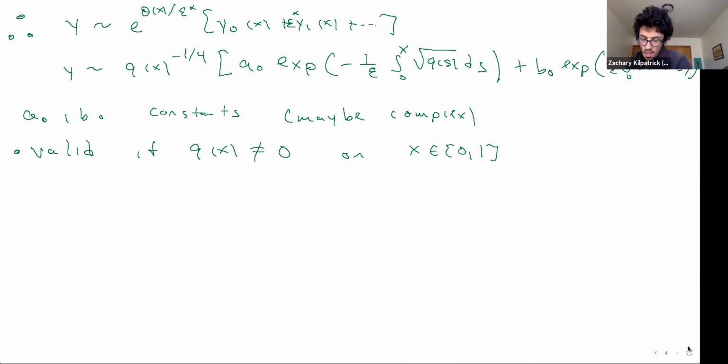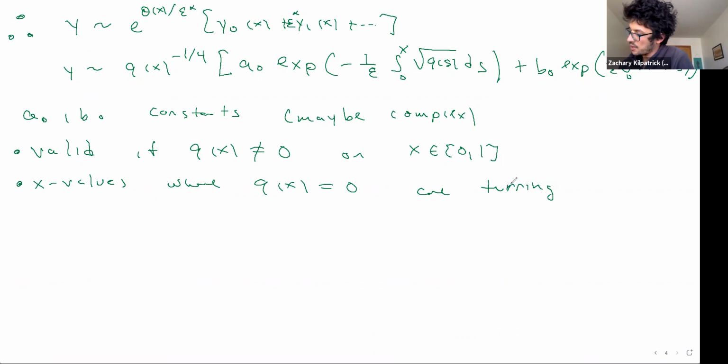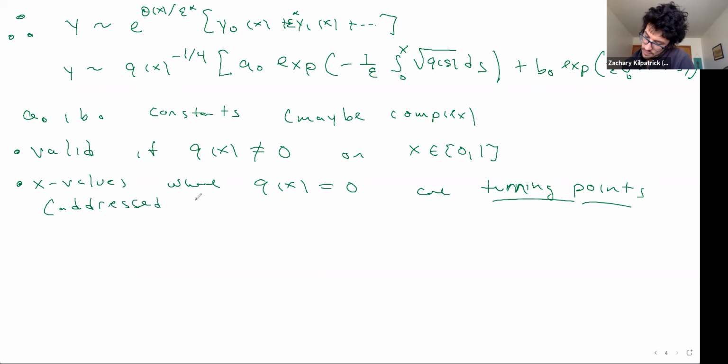Okay, so let me say briefly that x values where q of x would be equal to 0 are what are called turning points, and we'll address them later. All right. Let's take a specific q and see what happens.